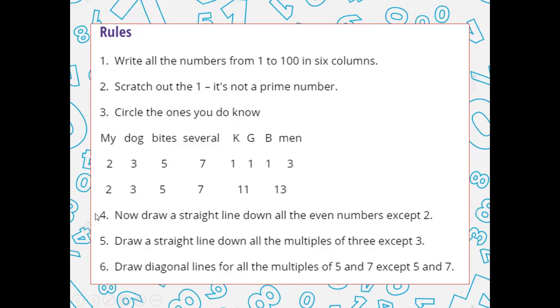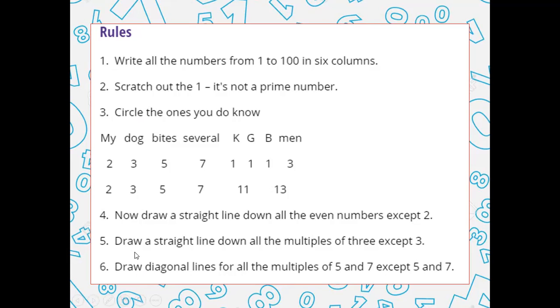Now, rule number 4 is draw a straight line down all the even numbers except 2. So again, what is an even number? These are numbers that are in pair, like 2, 4, 6, 8, 10. But again, except 2. What is a straight line? It's like going from up to down below. So you're going to put a straight line on the even numbers, except 2. You're not going to put a straight line on that 2.